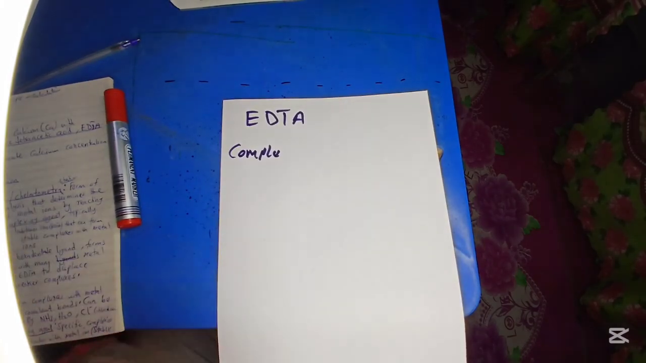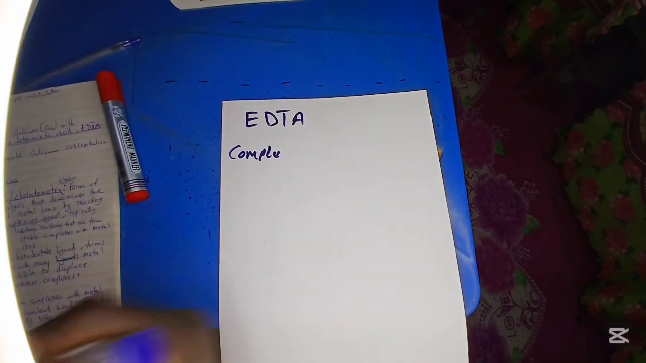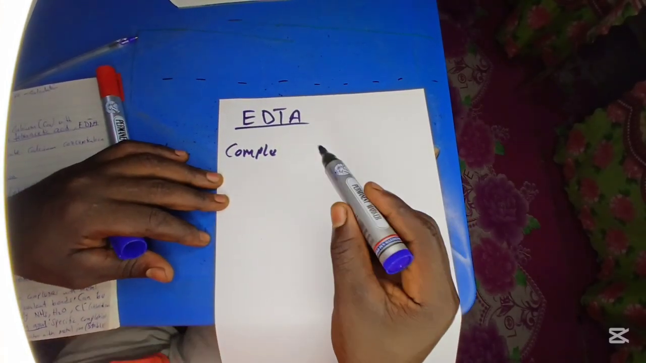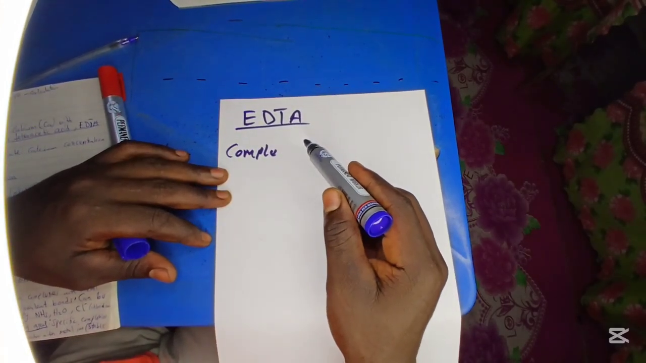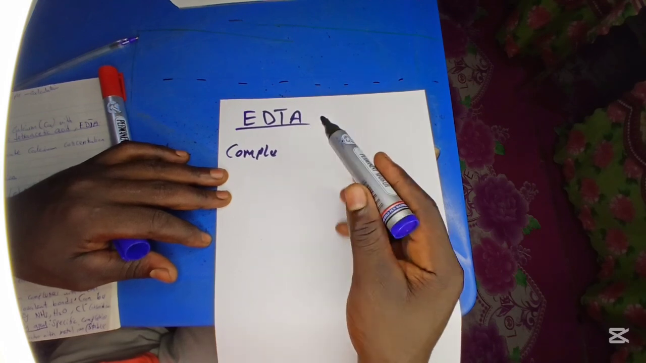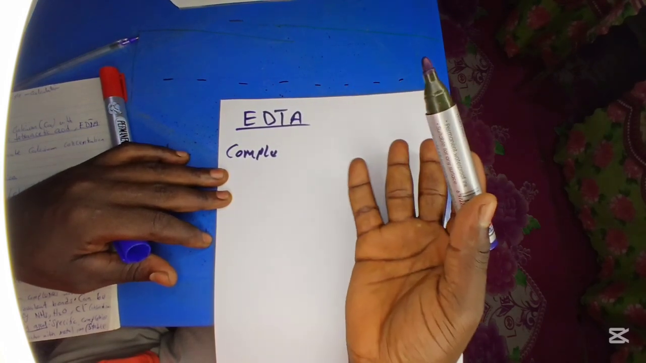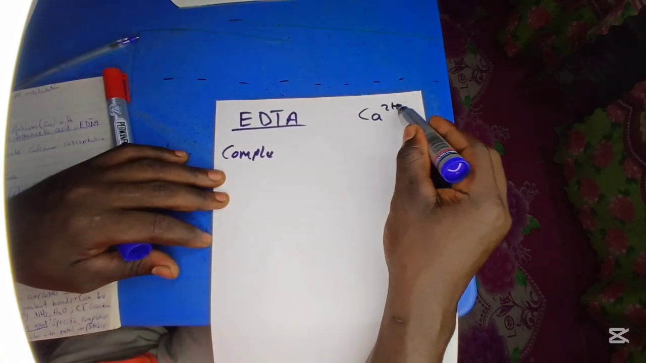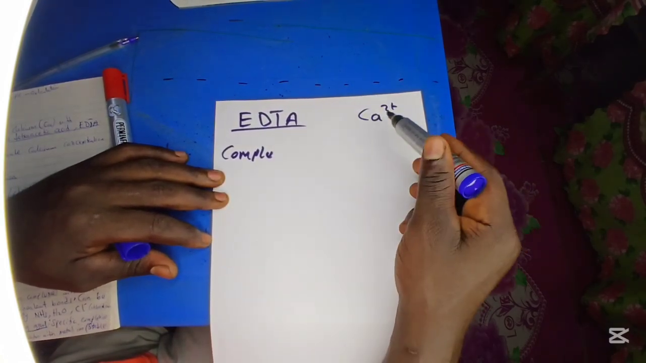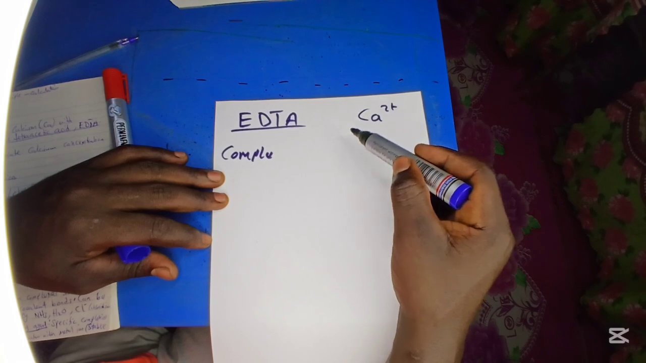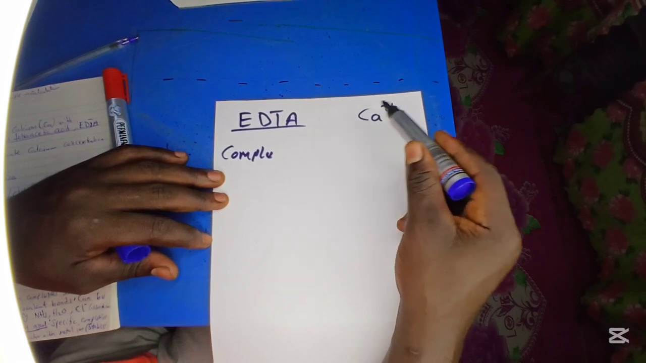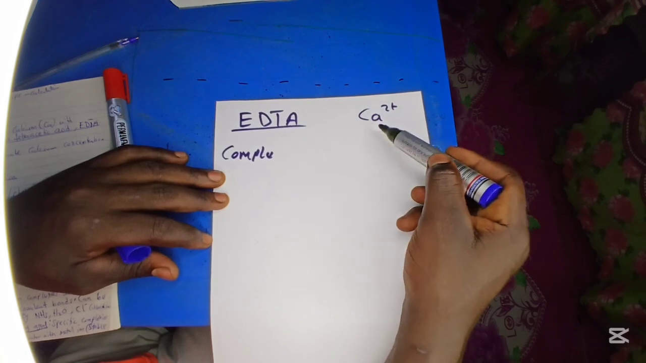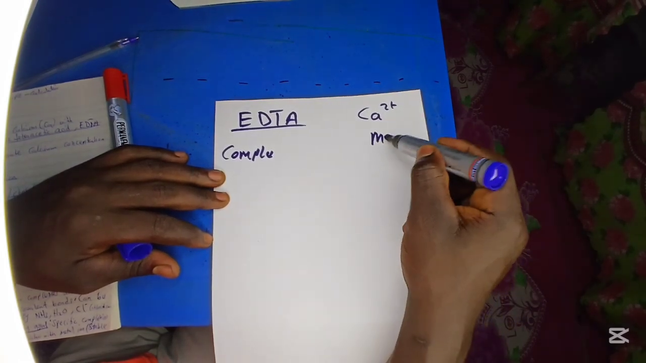So EDTA is a chelating agent. The reason why we are using EDTA is that it forms very stable complexes with metal ions, provided those metal ions are present in the solution. So if we have calcium ion in the solution and we add EDTA to it, there's a high probability that EDTA is going to form a very stable complex with Ca2+, and Mg2+.